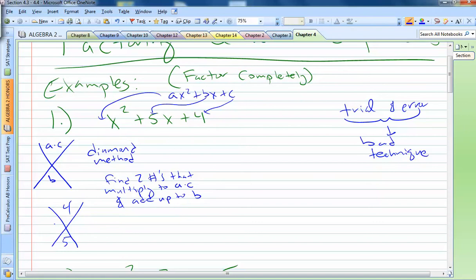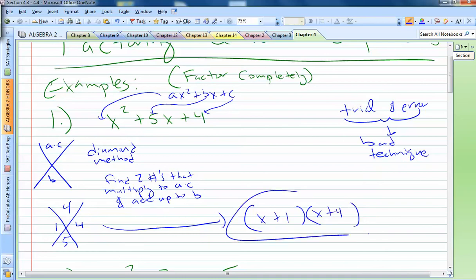If I think about it, those two numbers naturally would have to be 1 and 4. If you look at what two numbers can multiply to 4, obviously 1 and 4, and 2 and 2. 2 and 2 doesn't work because 2 plus 2 is 4, and we need the sum to be 5. 1 times 4 is 4, and 1 plus 4 is 5. So then what you do is simply say x plus 1, x plus 4, and you're all done.